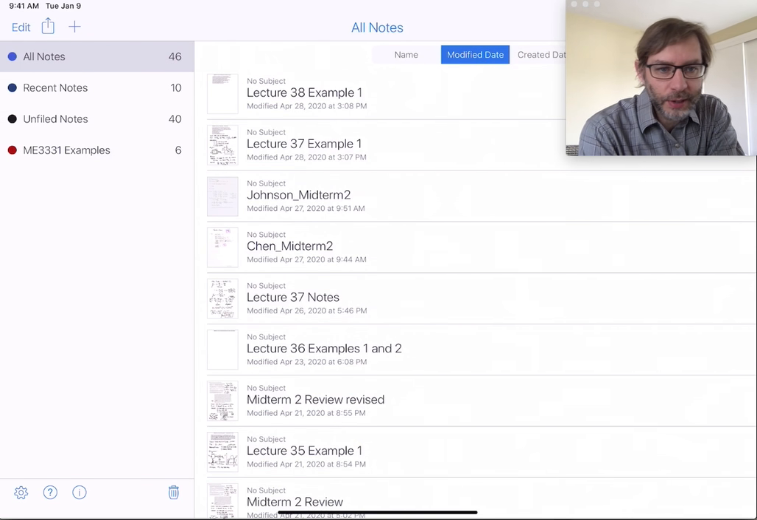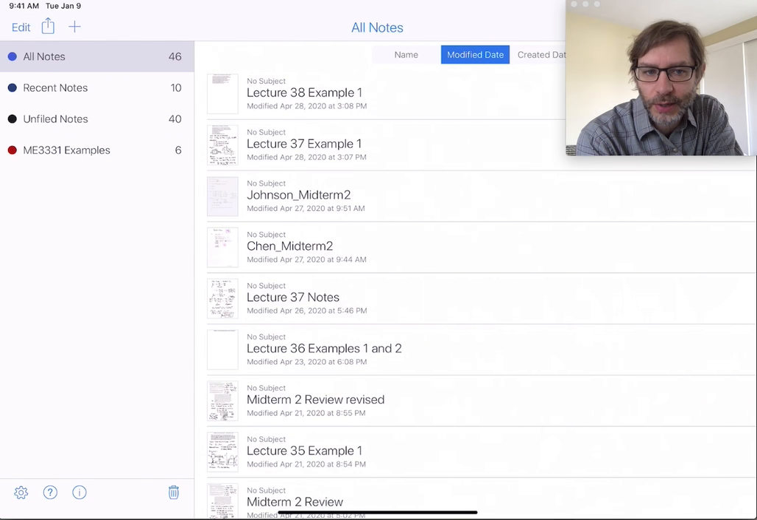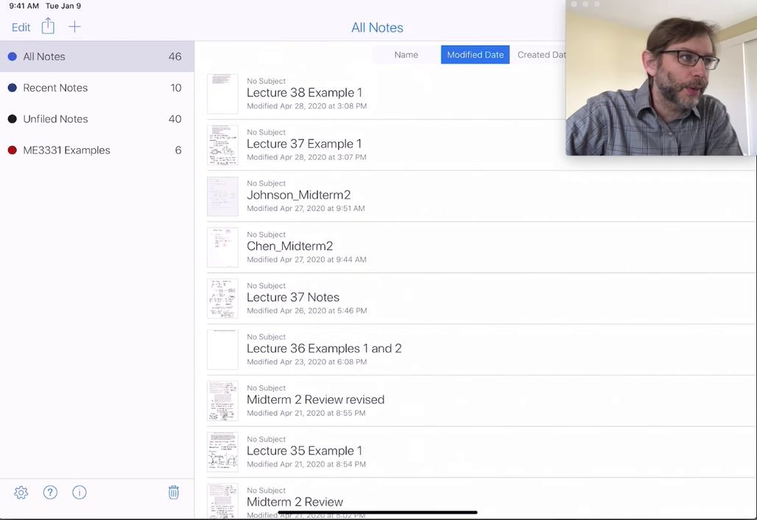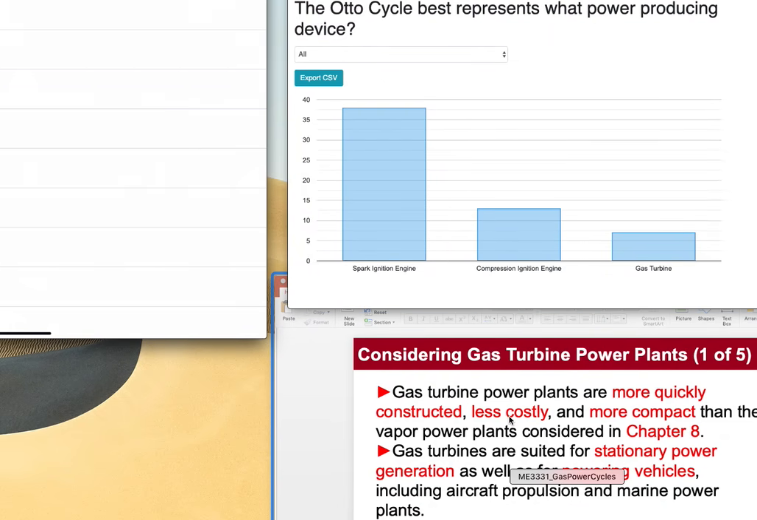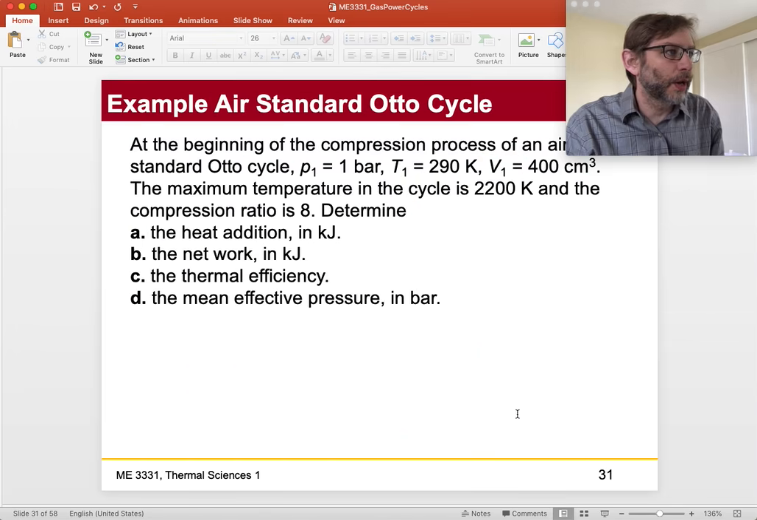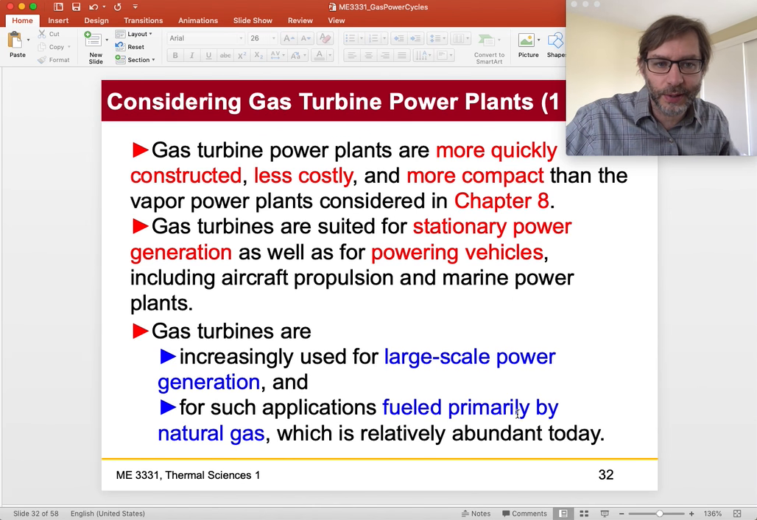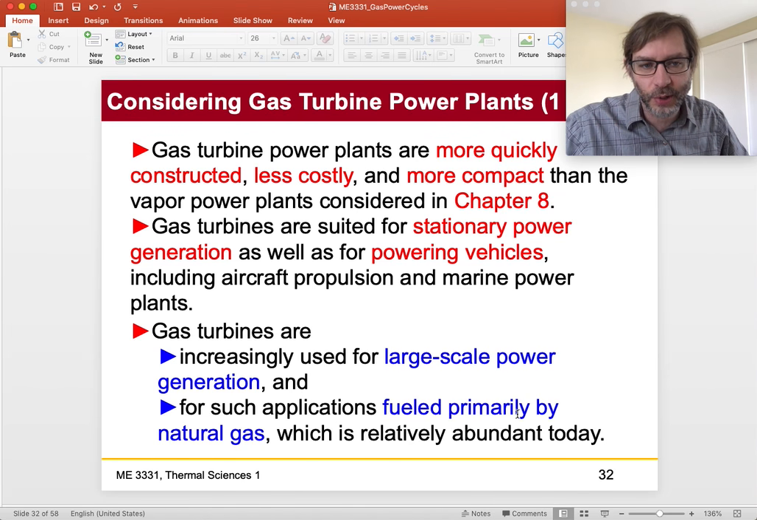I'm going to talk today about the Brayton cycle, which is a special kind of gas standard cycle or air standard cycle that's used to model gas turbine engines and gas turbine power plants. So last time we talked about the Otto cycle. We did an example of the Otto cycle, which, as I said, was my favorite cycle. It models internal combustion engines, specifically spark ignition engines.